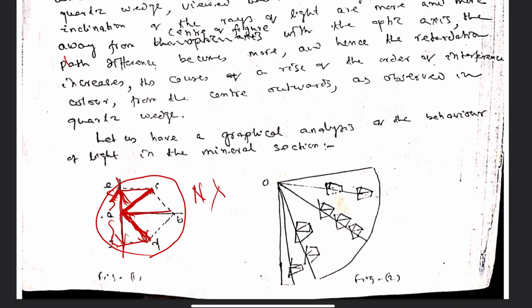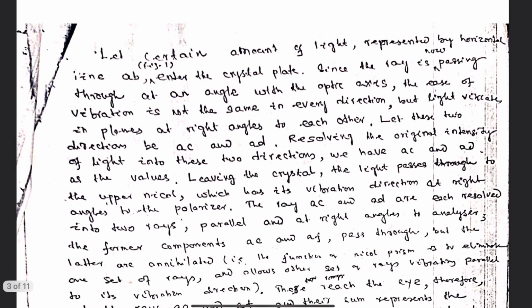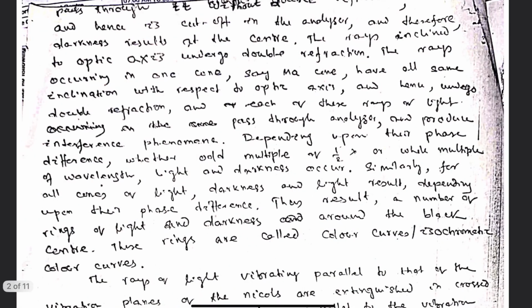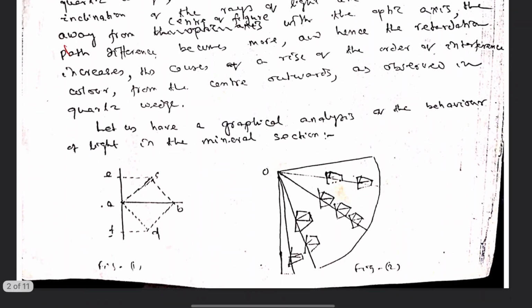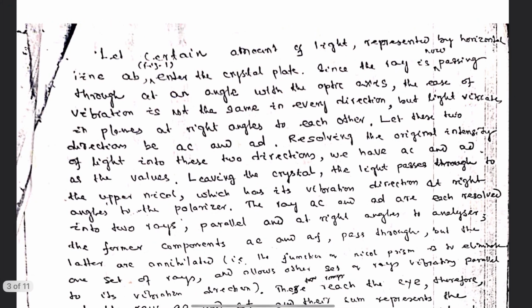So let us see what happens in the other case, for 2n plus 1 by 2 lambda. How is the graphical analysis? Well, let us discuss this one first.